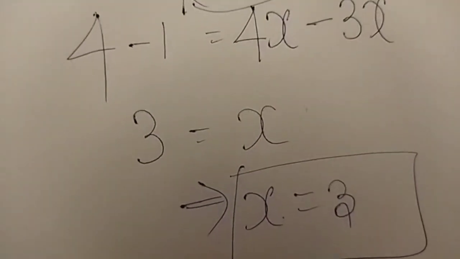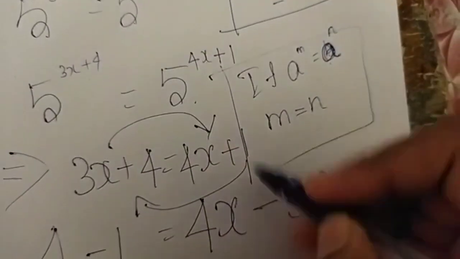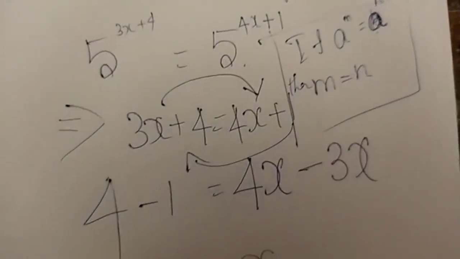Copy down this one in your classwork. Write the identities also. Let's go to the next sum.